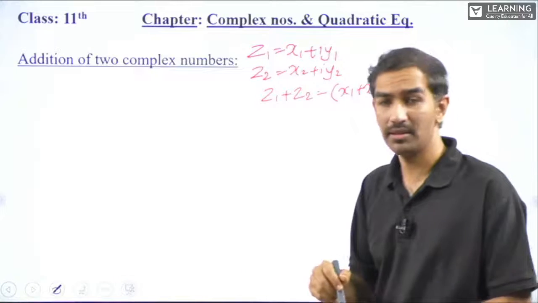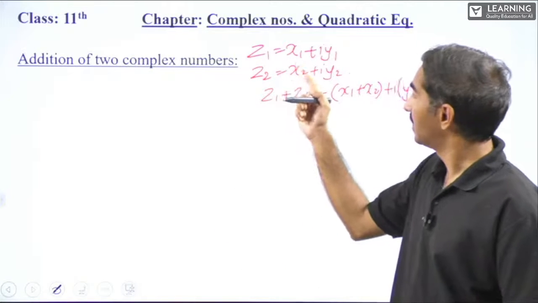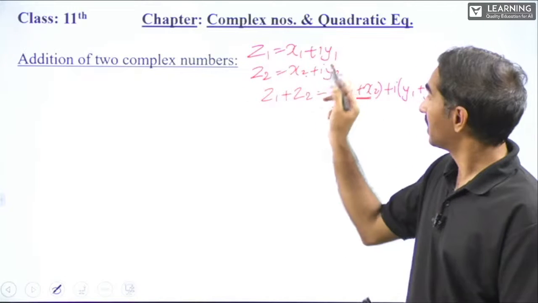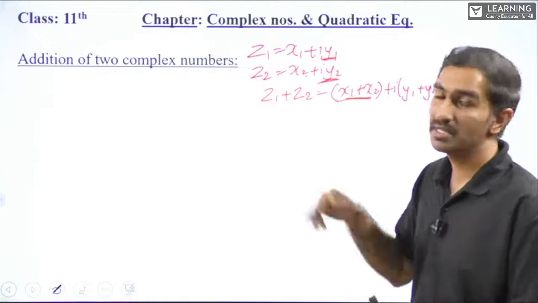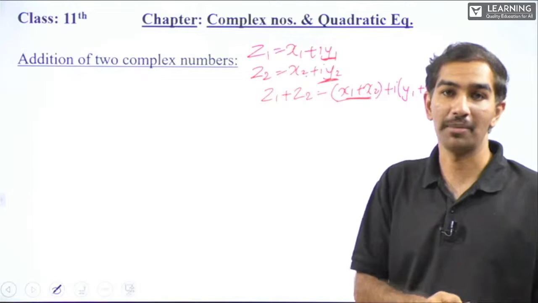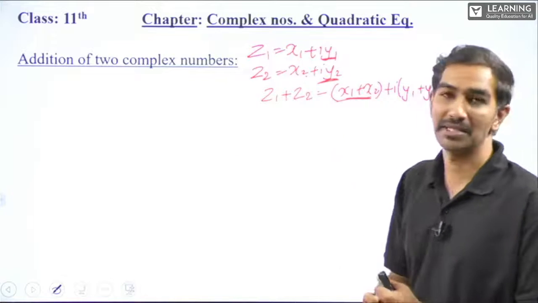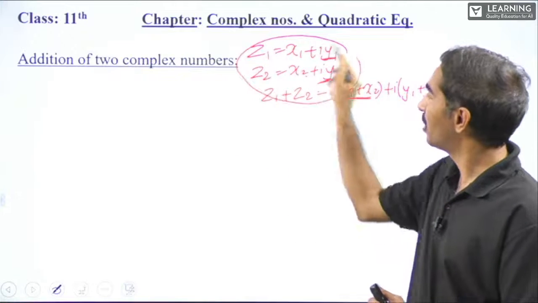Means what is happening here? The real part is getting added with the real part only. See this, x1 plus x2, and the imaginary part is getting added with the imaginary part only. So that is i, you have taken out common, y1 plus y2 inside the brackets. So this is nothing but addition of complex numbers. Very simple. So this is a very small demonstration.